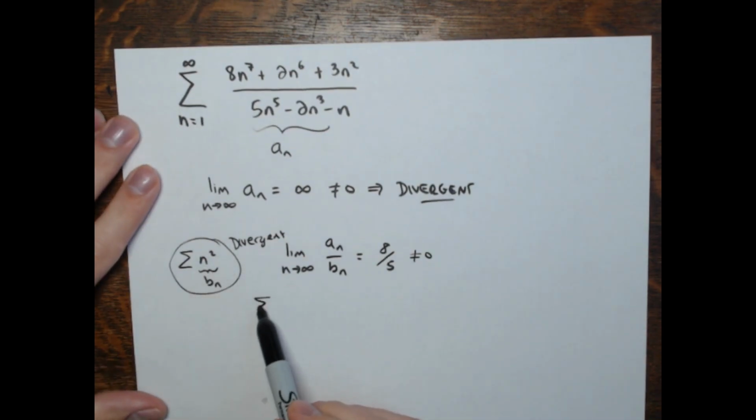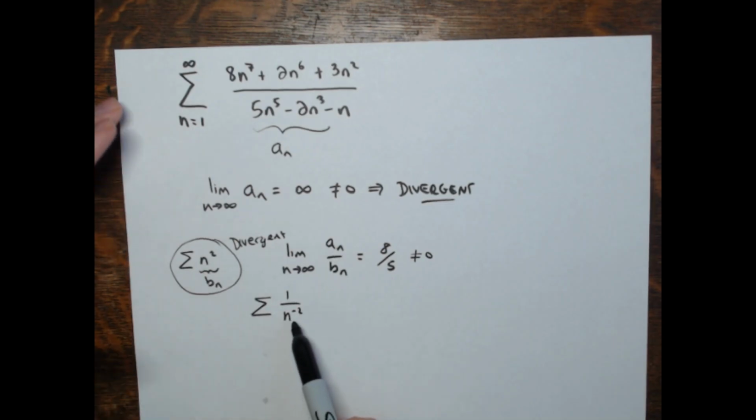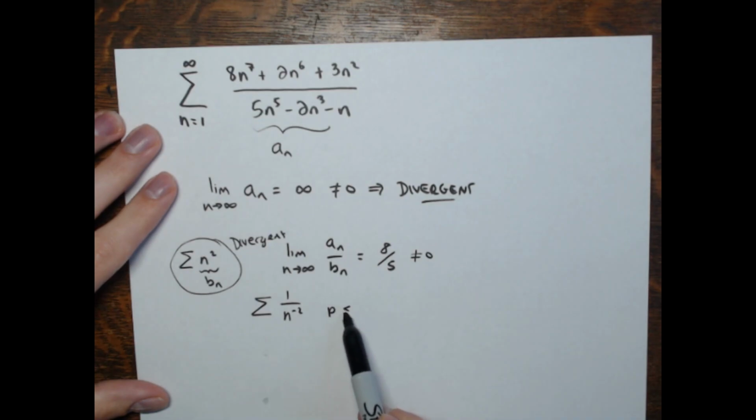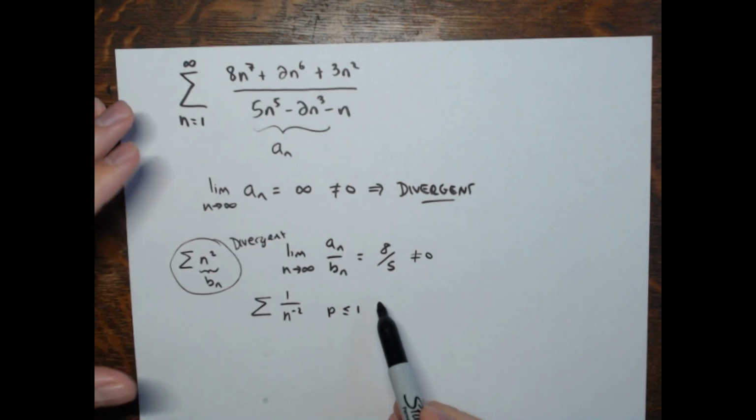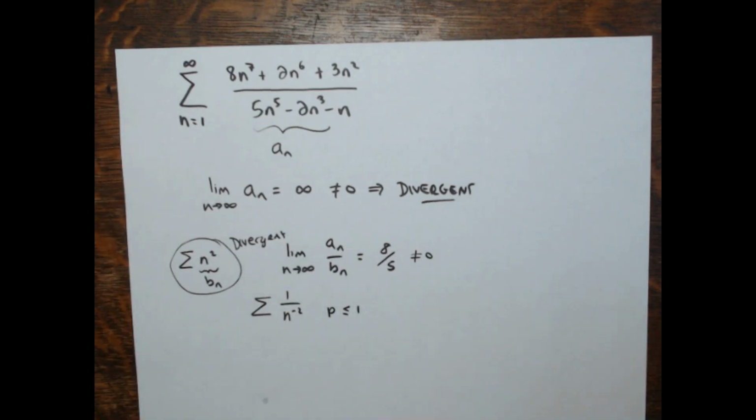And I guess you could see this as the sum of 1 over n to the negative 2. 1 over n to the negative 2 would be n squared. So that would be the p series you're comparing to, and the value of p is definitely less than or equal to 1. It's -2, so divergent. Yeah, this is a silly one.